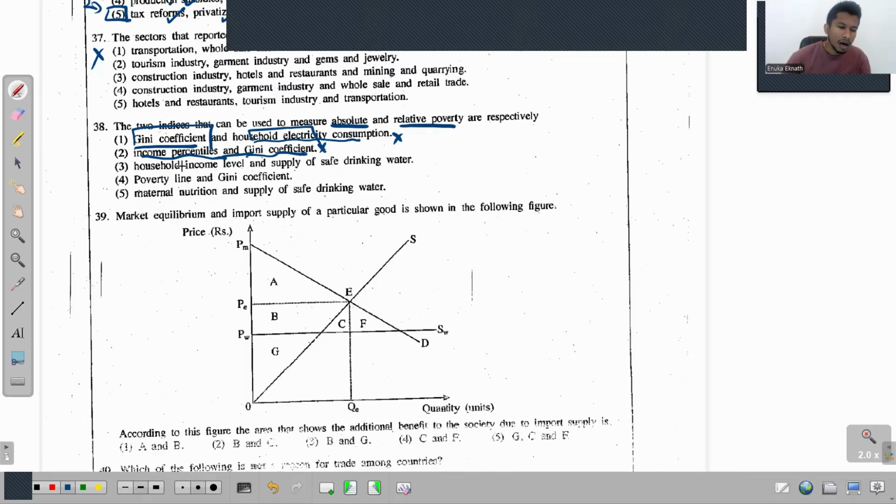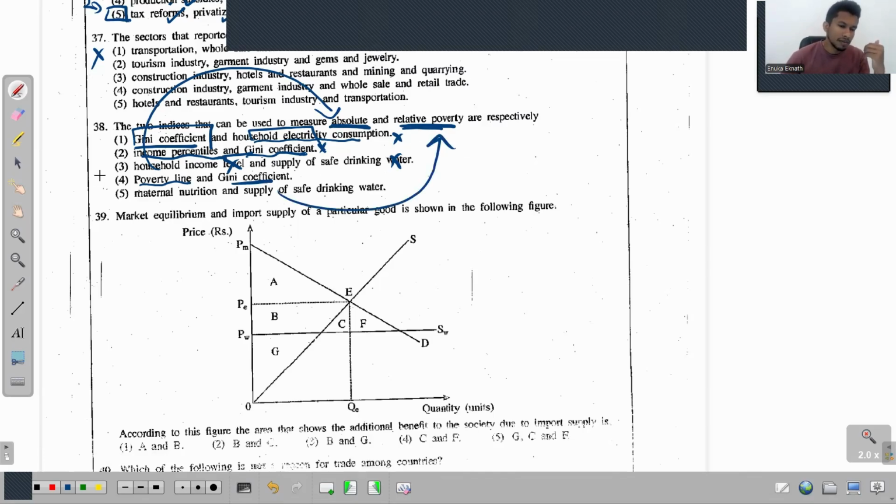The third one, household income level, is not a measure we use to evaluate either absolute poverty or relative poverty. The second one, supply of safe drinking water, once again totally irrelevant. The fourth one, poverty line. Yes, we can use this national poverty line to evaluate absolute poverty, and the Gini coefficient evaluates relative poverty.